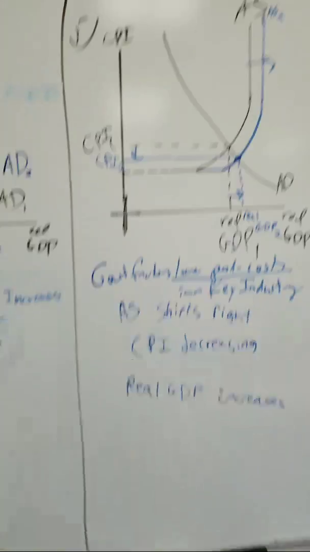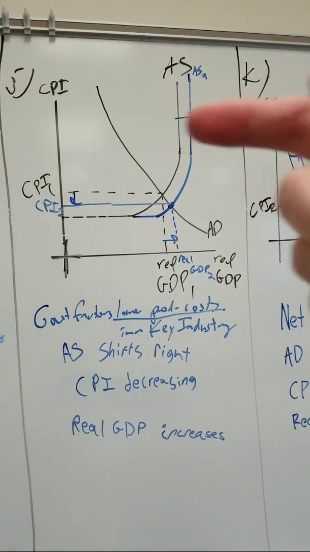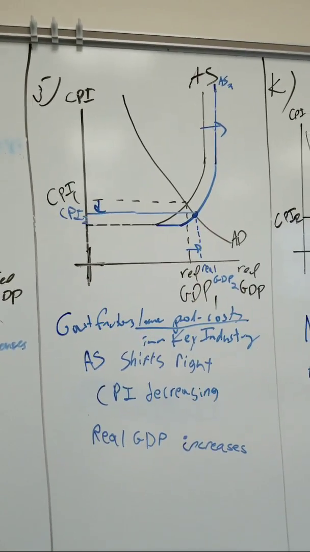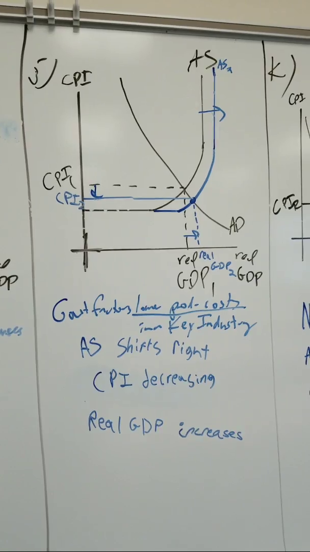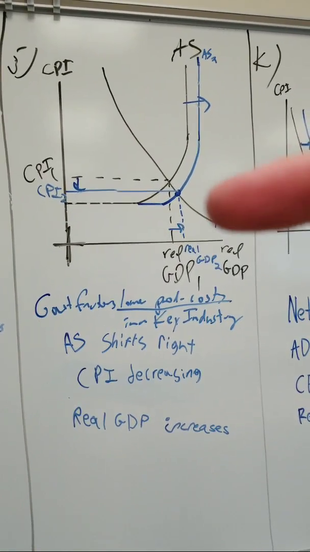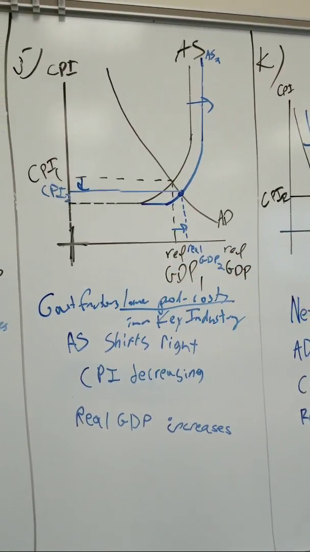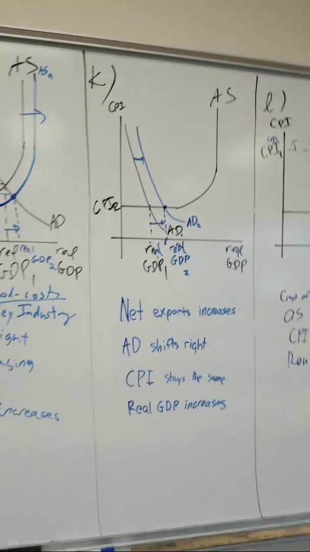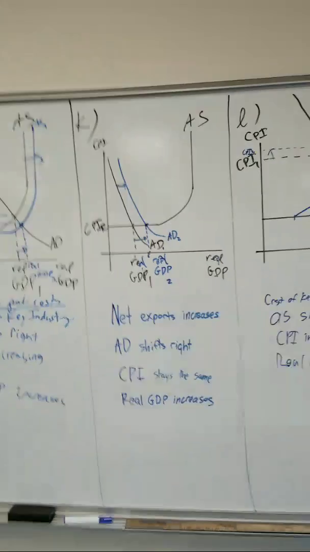And so the classical segment of the aggregate supply curve is shifting to the right. The intermediate segment is shifting to the right. The Keynesian segment is getting longer. But notice what's happening. The CPI is dropping when we're moving from our starting to our later equilibrium here, and real GDP gets bigger.